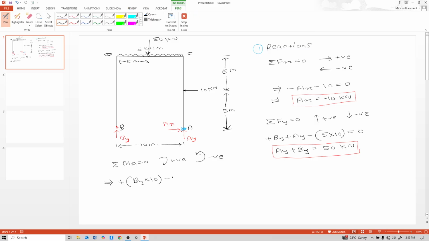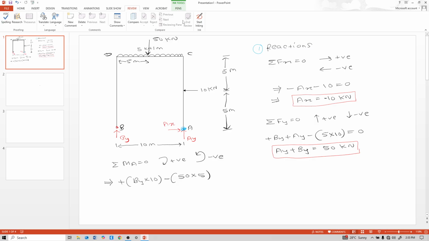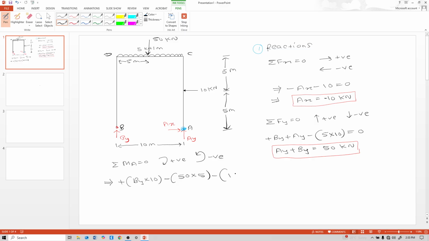So minus 50 into 5, again this is also anti-clockwise, minus 10 into 5 equal to 0. So this By equal to 30 kilonewton.